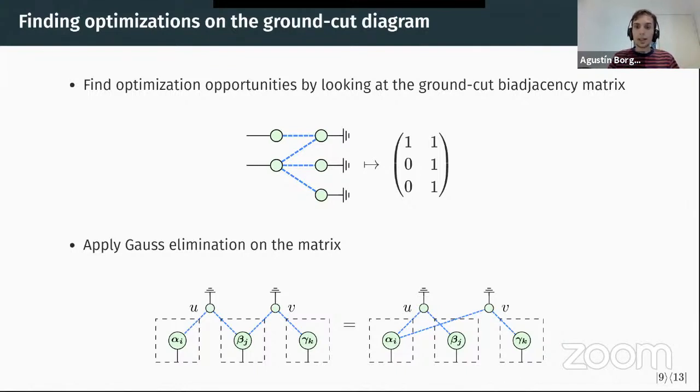Using this, we can run the Gauss elimination algorithm on the matrix. After running this algorithm, we end up with a matrix that may have some null rows at the bottom, which represent grounded spiders on the graph that are disconnected, and we can just remove them. There may also be rows which have only one non-zero element. That means we have in the graph grounded spiders of degree 1, so we can use the discard optimization there. So after using Gauss elimination, we may find new matches to eliminate more spiders of the graph.